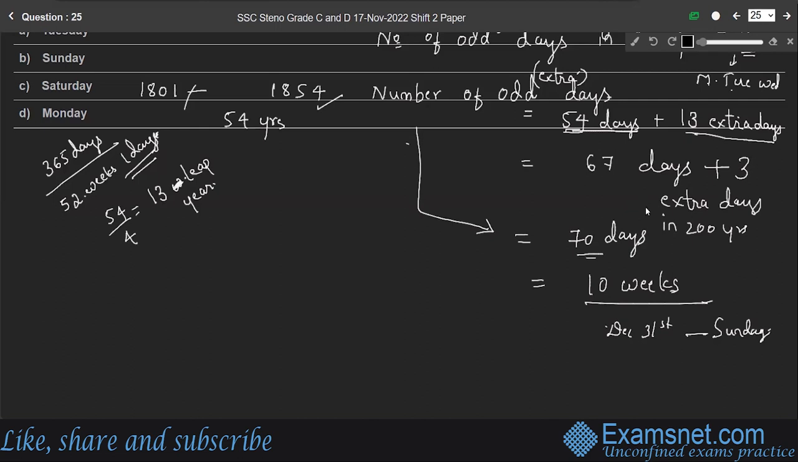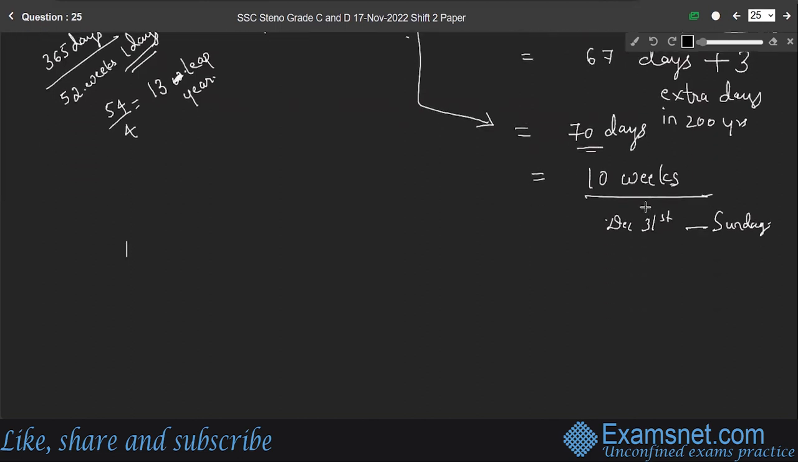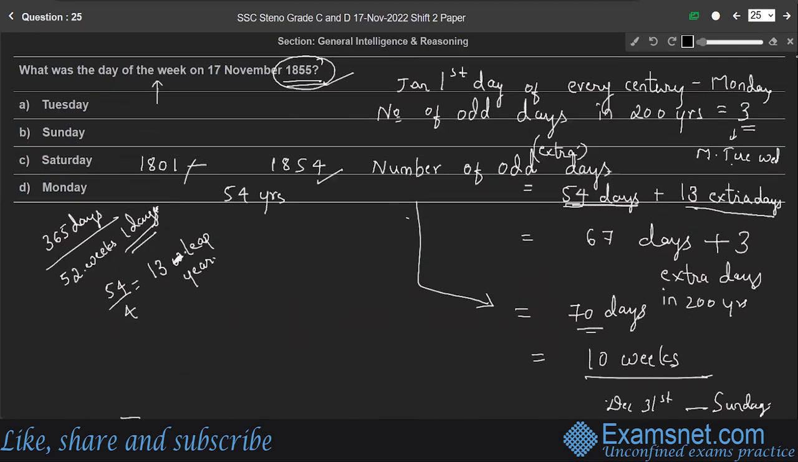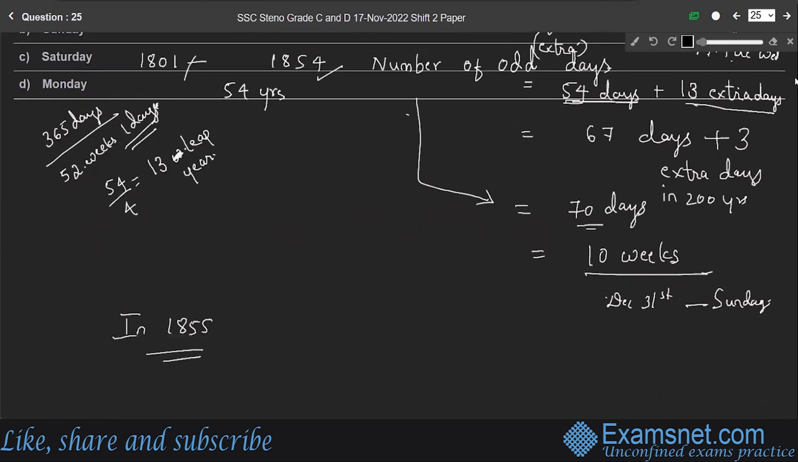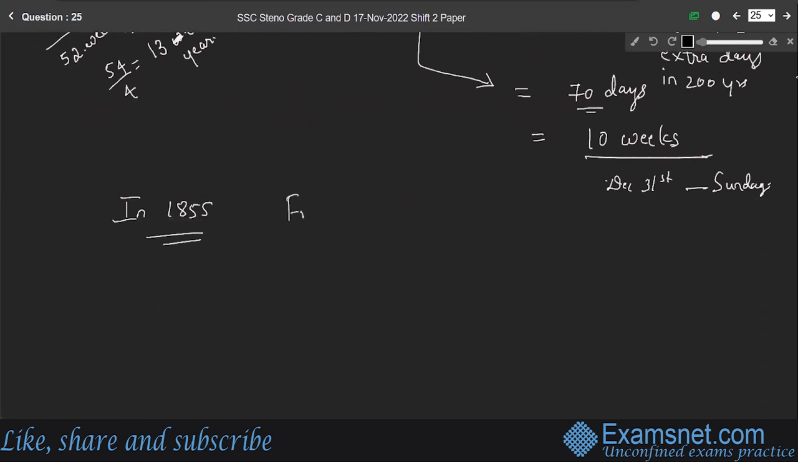So now coming to the year 1855, right? In the year 1855, we are considering 17th November, right? Therefore, from January 1st to 17th November.